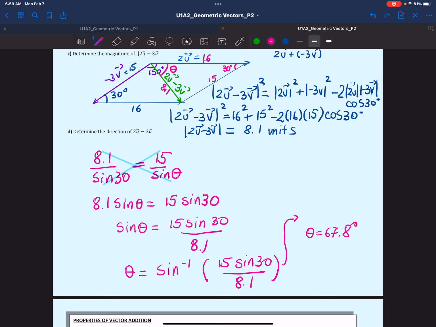So we're going to say that 2u minus 3v makes an angle of 67.8 degrees with vector u.